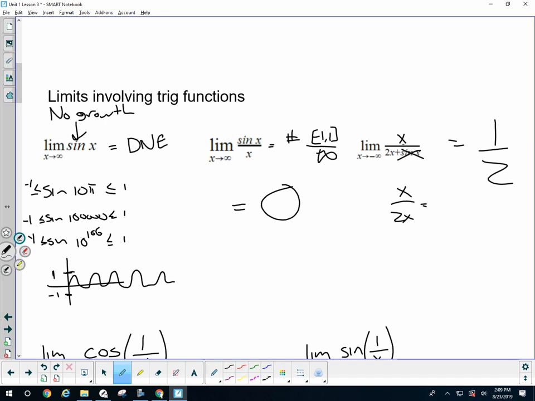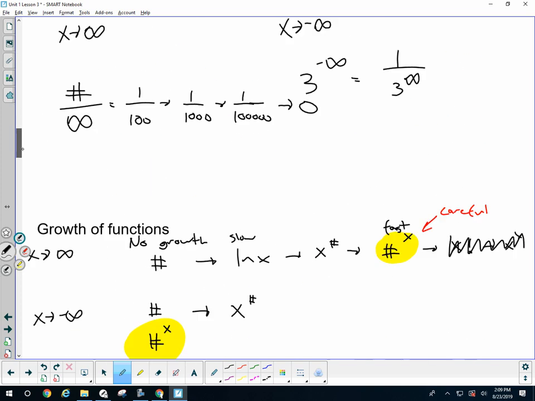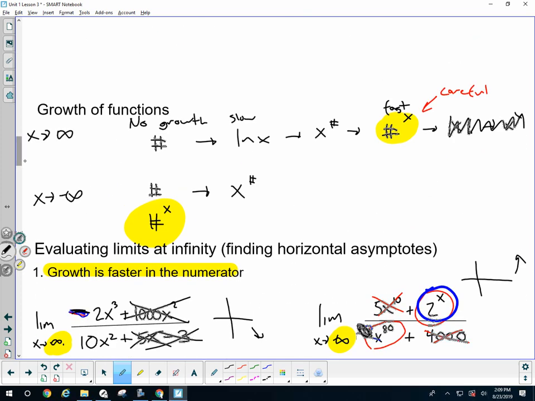Okay? So if you go back in your notes to our list of growths, guess what? No matter which direction you go, sine x and cos x are no growth functions, both as x is approaching infinity and as x approaches -infinity.